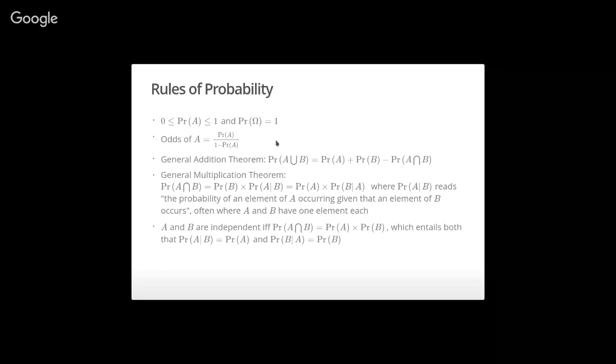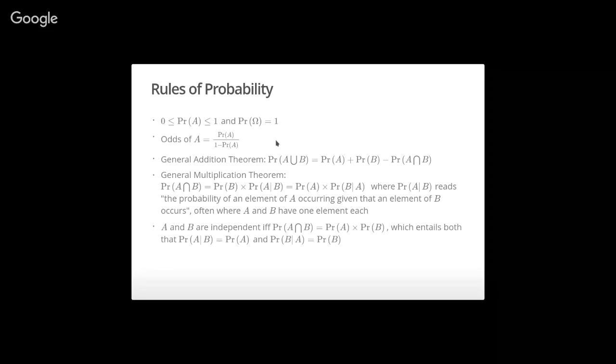There are two extremely important rules of probability. One is the general addition rule. And this reads as the probability that something in set A happens or something in set B happens is equal to the probability of A plus the probability of B minus the probability that something from set A happens and something from set B happens.